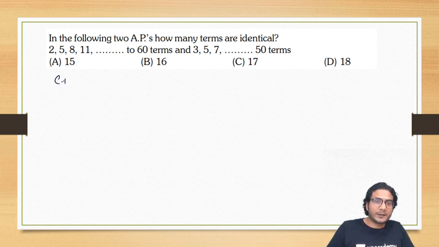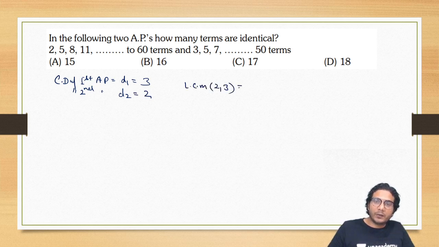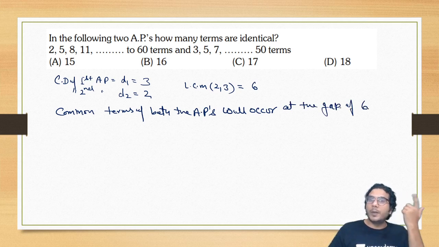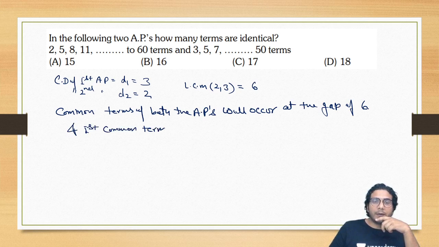So the common difference of the first AP is D1 equal to 3, and the common difference of the second AP is D2, which is given as 2, and the LCM of 2 and 3 is equal to 6. So the common terms of both the APs will occur at the gap of 6. Every sixth term will be common. You just need to find the first common term, and the first common term is 5.